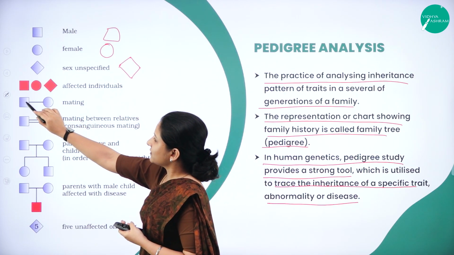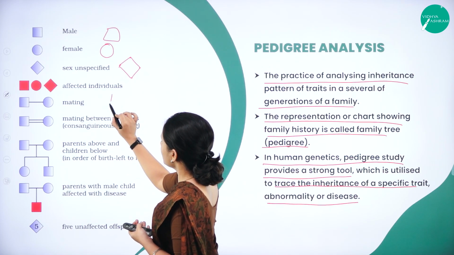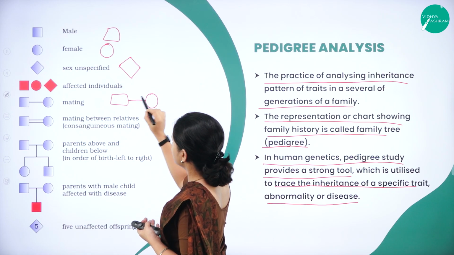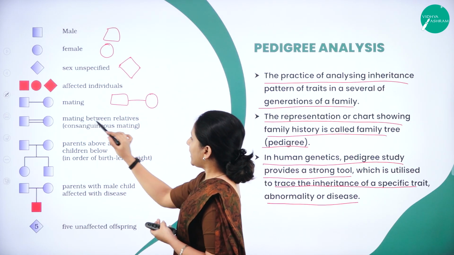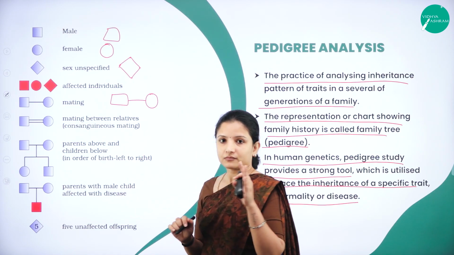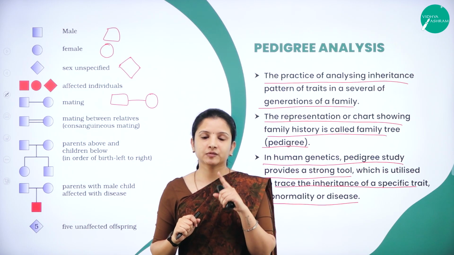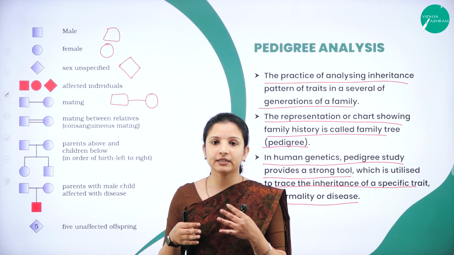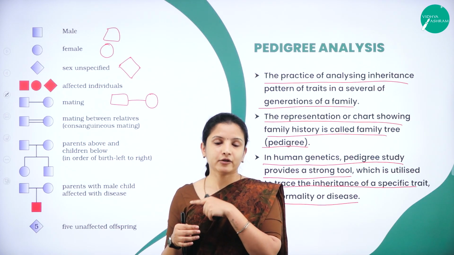Now this means mating. Can you see here? There is a connecting line drawn here. So mating between the male and the female. Okay. So mating between relatives. Again here, you should know the mating between relatives, because it is usually said that if you marry within the relatives, it will lead to some chromosomal disorders in the child or in the progeny.